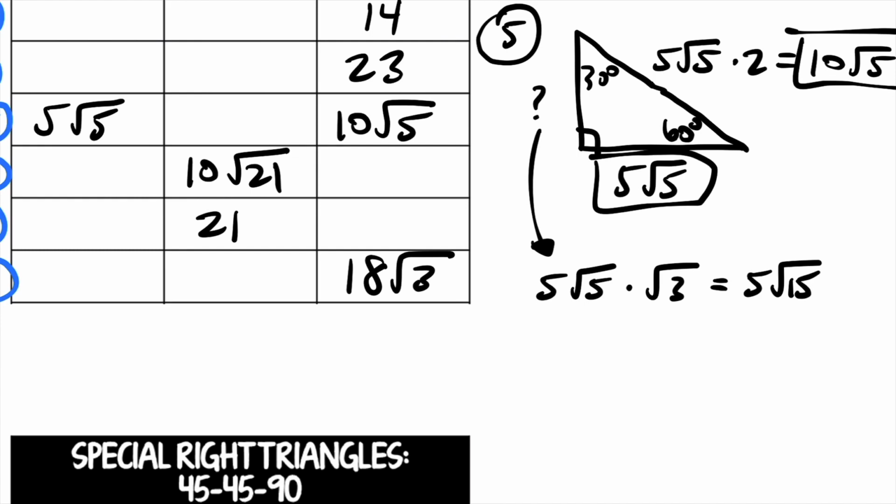Does 15 have any pairs? Not pairs of 5s. How do I make 15? What's the only way to make 15 besides 15 and 1? 5 and 3, right? That's the only way. And 5 is 5 times 1, 3. So it doesn't have any pairs.